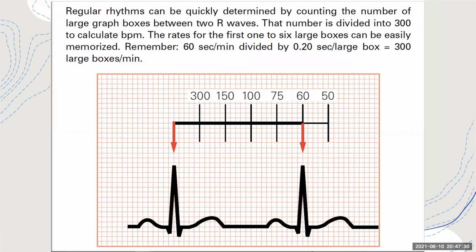Okay. So this is again for our basic knowledge, how we can roughly calculate the heart rate. Heart rate calculation is very easy. These are the 2 R waves. So just count the big boxes in between these 2 R waves.